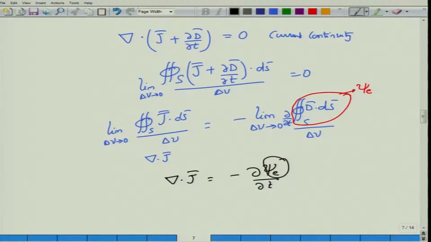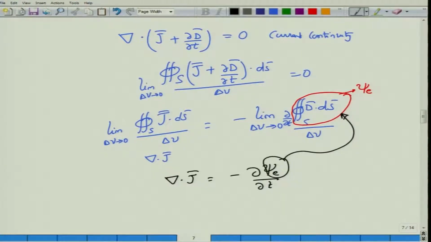It was called earlier the displacement vector. We now call it the electric flux density vector, but earlier it was called the displacement vector, and therefore the time rate of change of the displacement is equal to the displacement current, and this equation is called the current continuity equation. So this is a simple thing that you need to understand here. These are exactly not del psi e, but psi e is actually this quantity, the integral of D dot dS, but you get the idea.